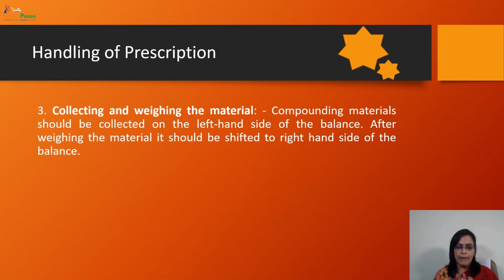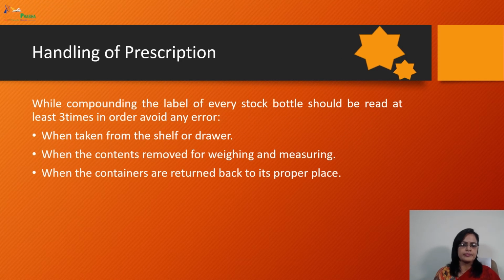Before compounding a prescription, all the materials required for it should be collected. Collected on the left hand side of the balance. After weighing the material, it should be shifted to the right hand side of the balance, and then the pharmacist can collect and weigh the material. Now, this gives a check of ingredients which have been weighed.